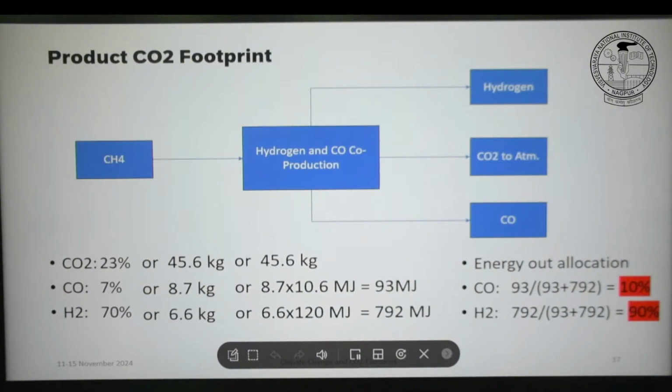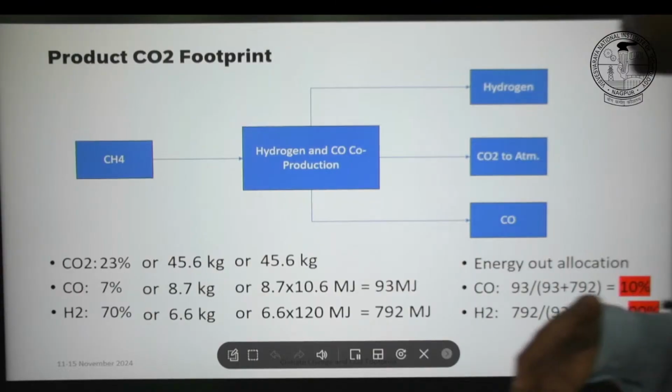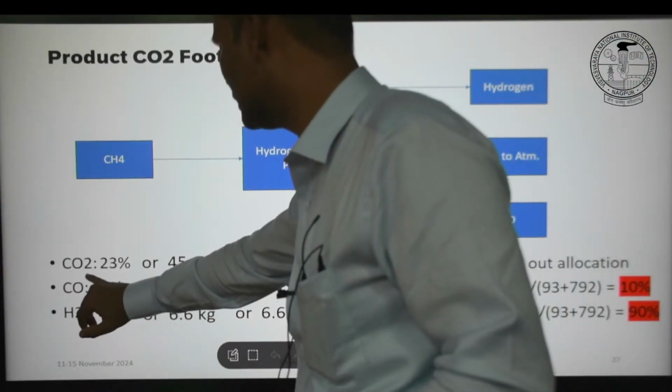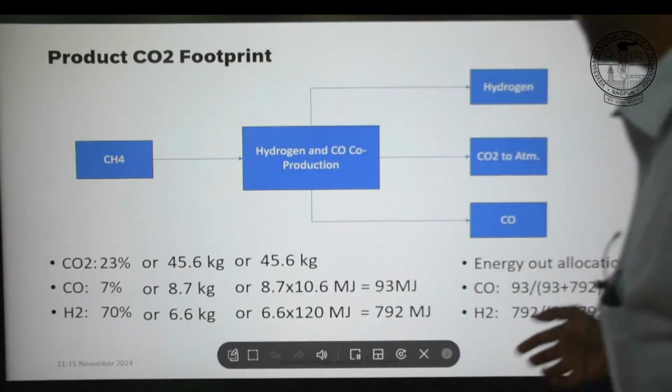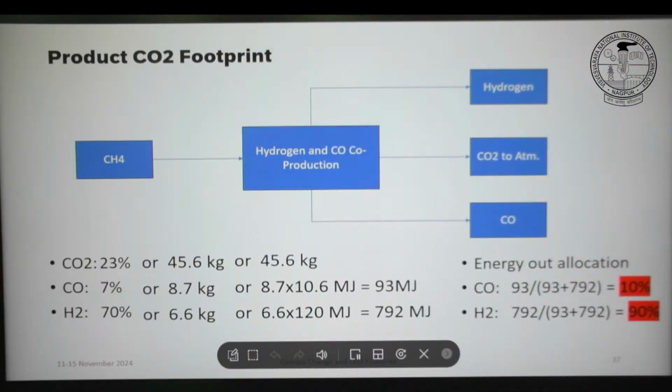But that's not the way, because the energy you put in is going to end up in hydrogen and CO based on the energy. That's the actual way of allocating your CO2 footprint if you have more products. You look at the energy content of your product. Just as we use the specific heat based on mass composition, here you do it based on energy composition.